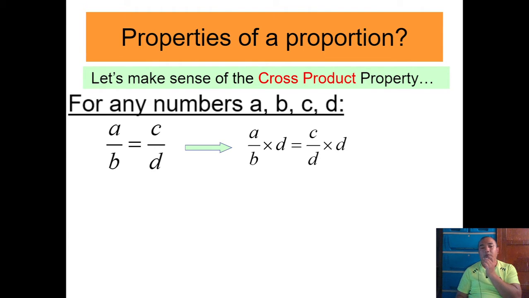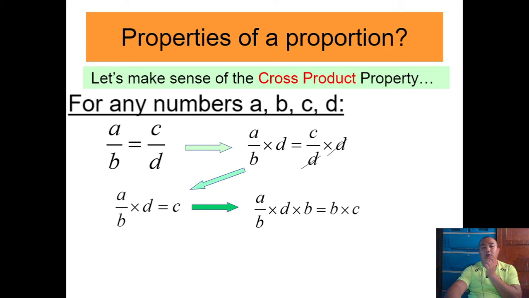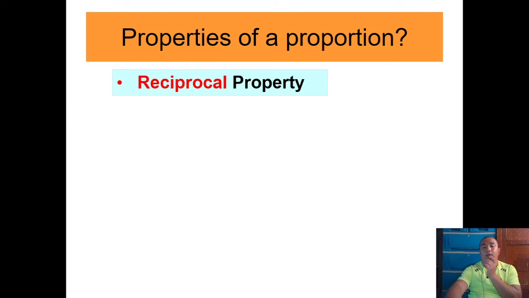So, for any numbers A, B, C, and D, A over B equals C over D. That can also mean A over B times D is equal to C over D times D. Pareho, you multiplied both sides by D. A over B times D equals C. A over B times D times B equals B times C. Cancel. AD is equal to BC. Parang yung proof niyan.